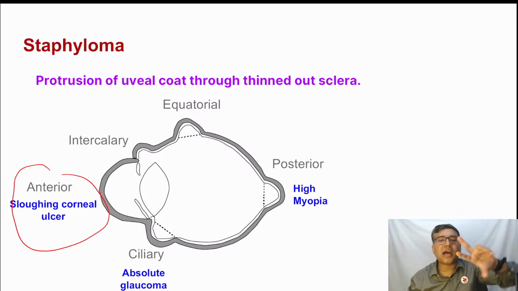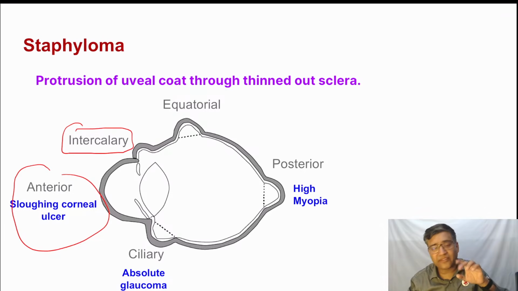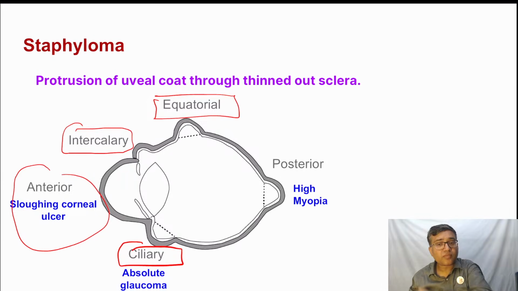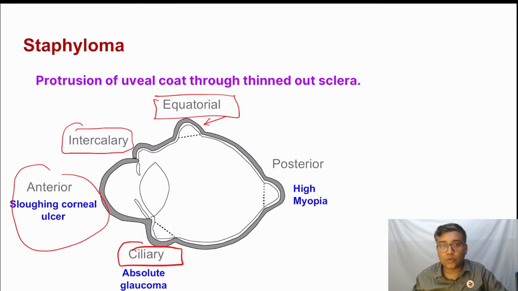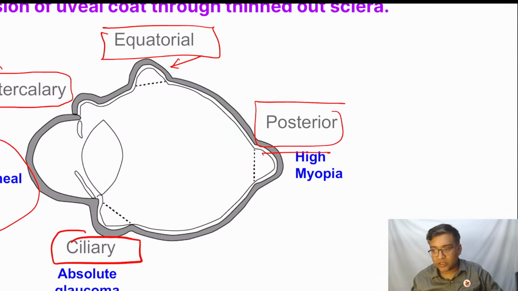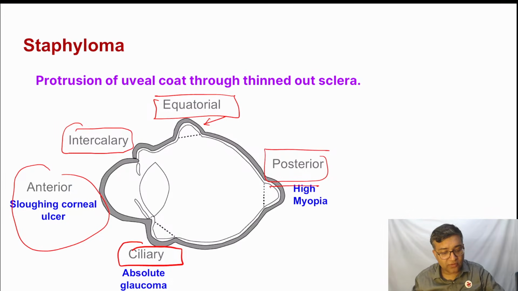Something where there is a thinning around the limbus would cause intercalary staphyloma, like in the patients who are having a peripheral ulcerative keratitis, or the patients who are having a Mooren's ulcer. And in the patients who are having absolute glaucoma or trauma, you can have a ciliary staphyloma. In the patients who are having high myopia, you can have a protrusion around the equatorial veins, so that is called equatorial staphyloma. And you can have a posterior staphyloma in the patients of high myopia. So these are some various important types of staphyloma which can be asked in your exam.